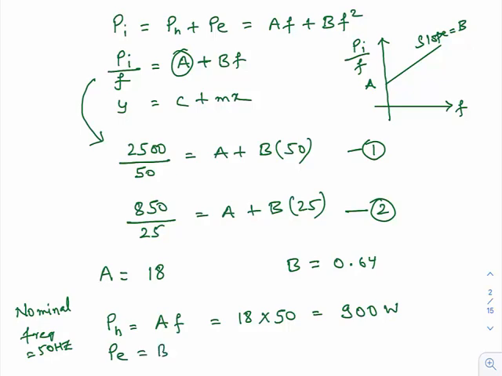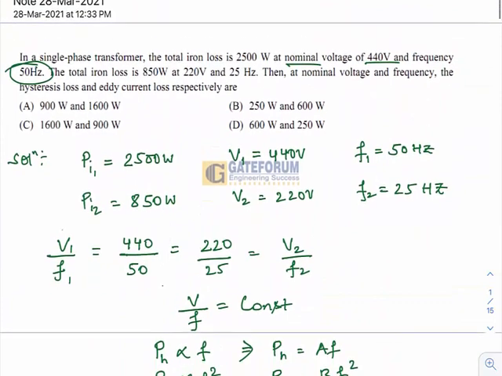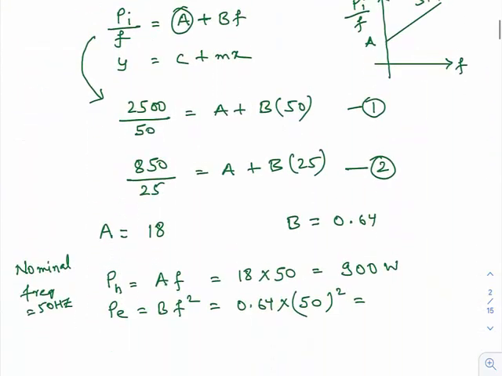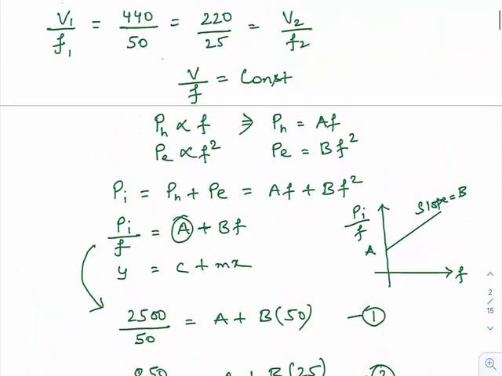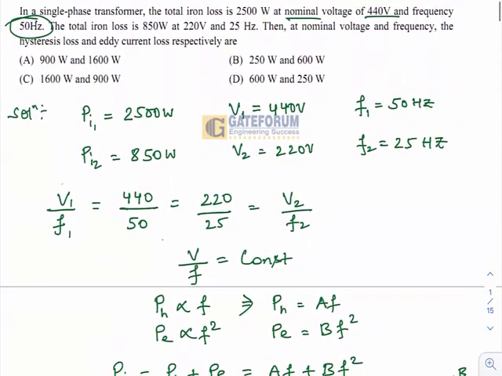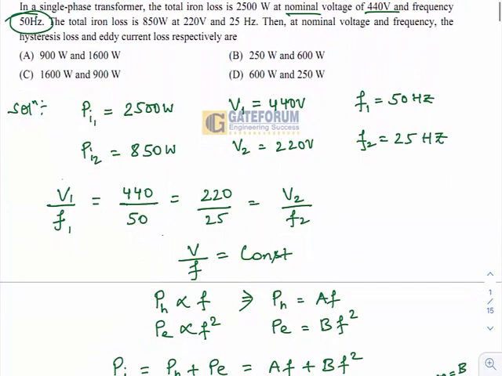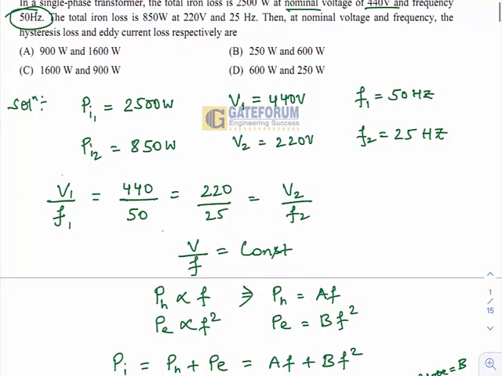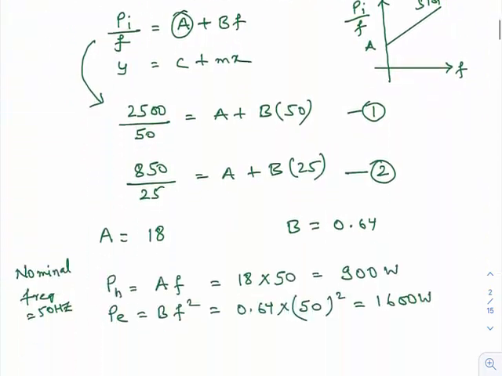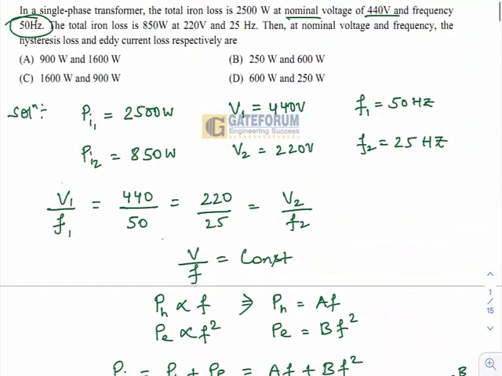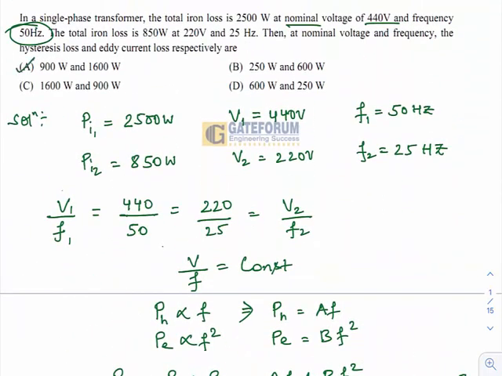And eddy current loss would be BF square, that is 0.64 into F square, 50 whole square, and the value that you will get is 1600 watt. Okay, so you got the values of PH and PE. So the correct answer would be option A. PH, the hysteresis loss, is 900 watt and the eddy current loss is 1600 watt. So option A is the correct option.